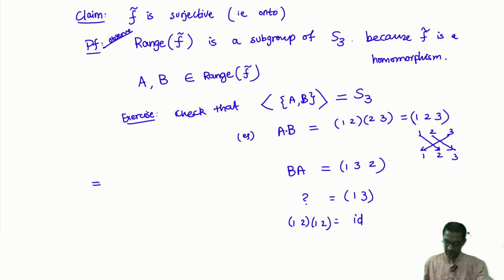So of course this means that the range has to be the entire group S3. Okay, so that completes the proof. We have used the universal property to construct a map, and then we have shown that this map has full range. Now here are some additional questions for you to think about.